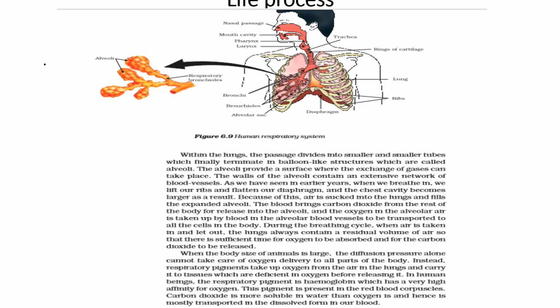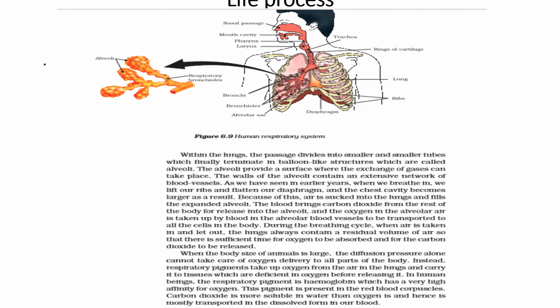Instead, respiratory pigments take up oxygen from the air in the lungs and carry it to cells which are deficient in oxygen before releasing it. In human beings, the respiratory pigment is hemoglobin, which has a very high affinity for oxygen. And this pigment is present in the red blood cells. So students, in our respiratory system, the main organ is the lungs. The lungs are responsible for the exchange of gases like carbon dioxide and oxygen.